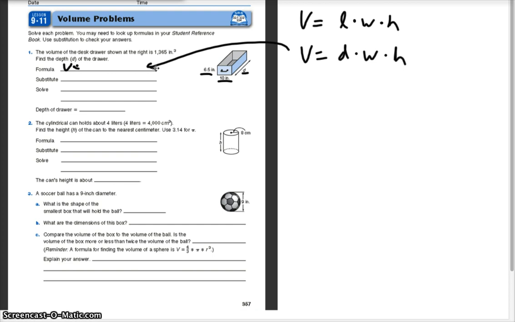So now I'm going to substitute. I'm going to place in numbers that I know. They gave me the volume. It is 1,365. We don't know the depth, so that's still unknown. But we do know the width. The width is 10 inches, and the height is 6.5. Okay, so now all we need to do is solve for D. And I think you guys can do the algebraic steps.